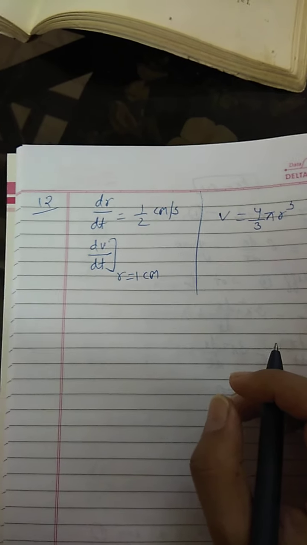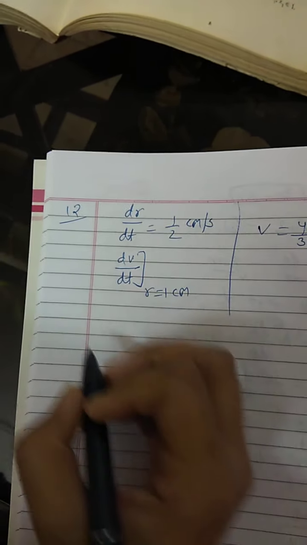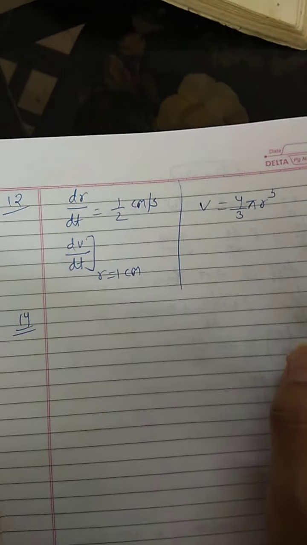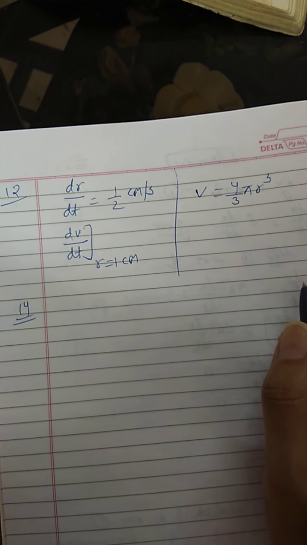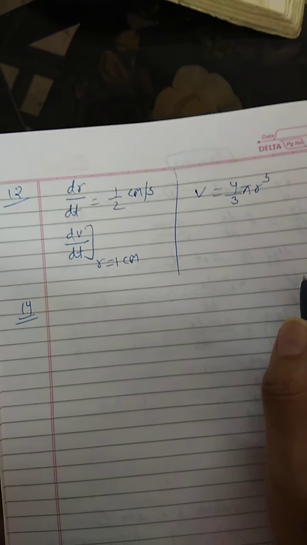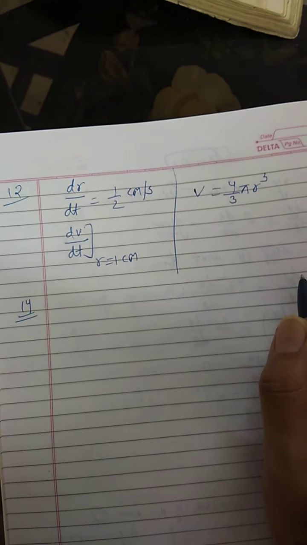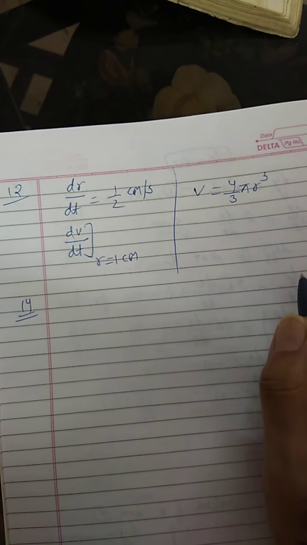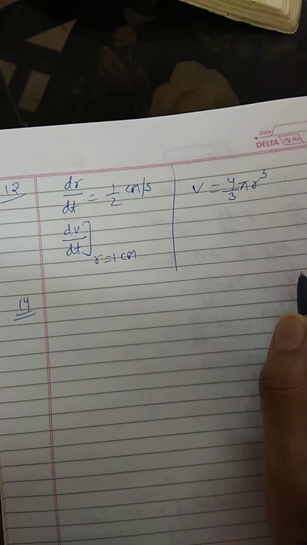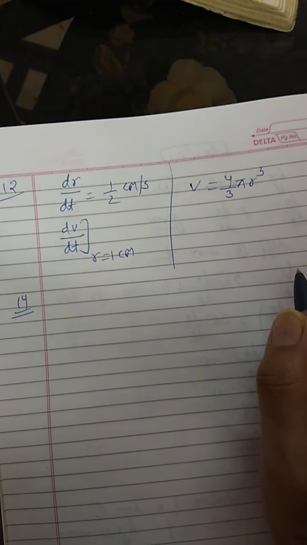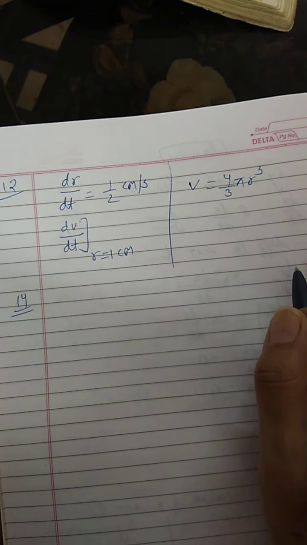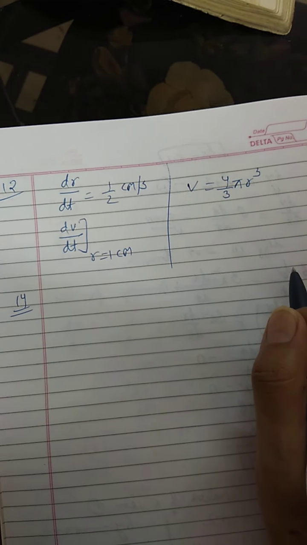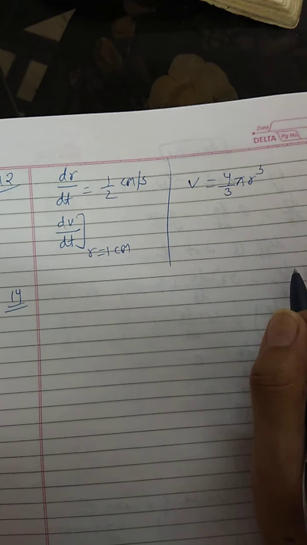Sand is pouring from a pipe at the rate of, sum number 14, it is an important sum. What is given here? Sand is pouring from a pipe at the rate of 12 centimeter cube per second. So when you look at the units, it means the volume is given, right? Change in volume with respect to time is given. The second line is saying the following: sand forms a cone on the ground in such a way that the height of the cone is always 1/6 of the radius of the base.